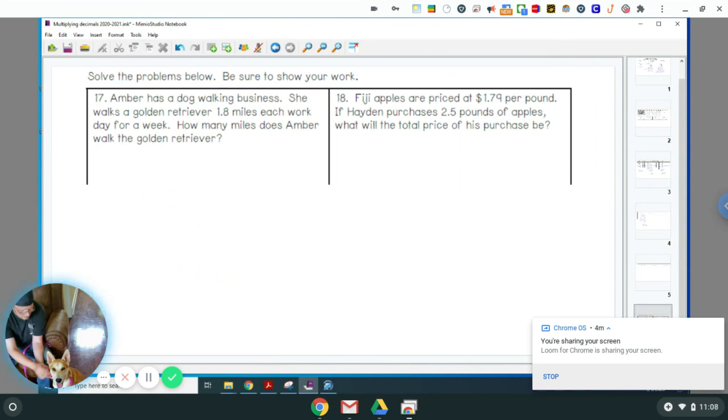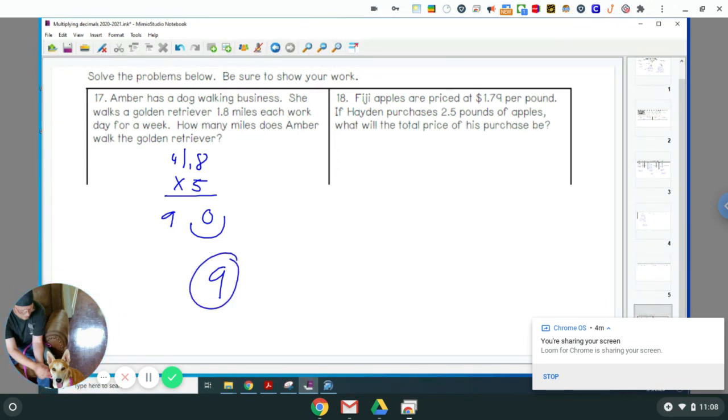So we can do these 2 word problems though. Amber has a dog walking business. She walks a golden retriever 1.8 miles each workday for a week. How many miles does Amber walk the golden retriever? So a normal workday is 5 days, so it means she did this 5 times. So you're going to do 1.8 times 5. And so 0.8 is the only decimal, so you move it once. So she walked 9 miles.